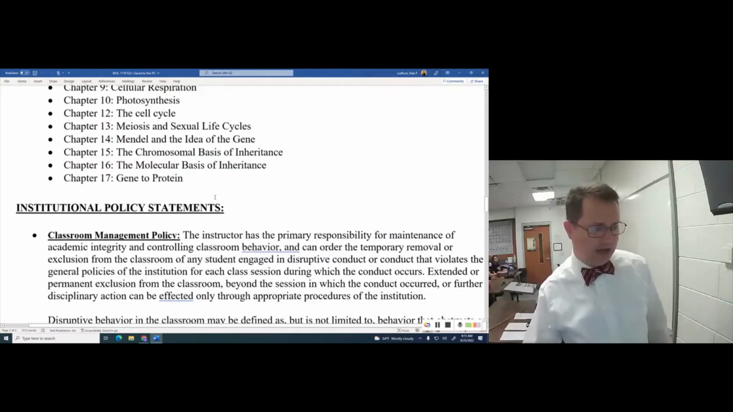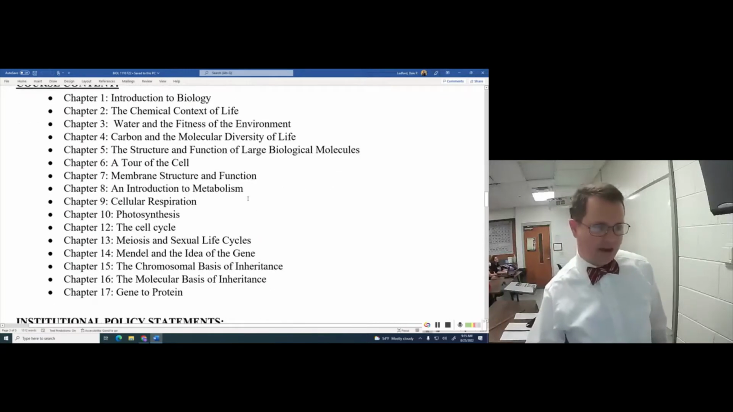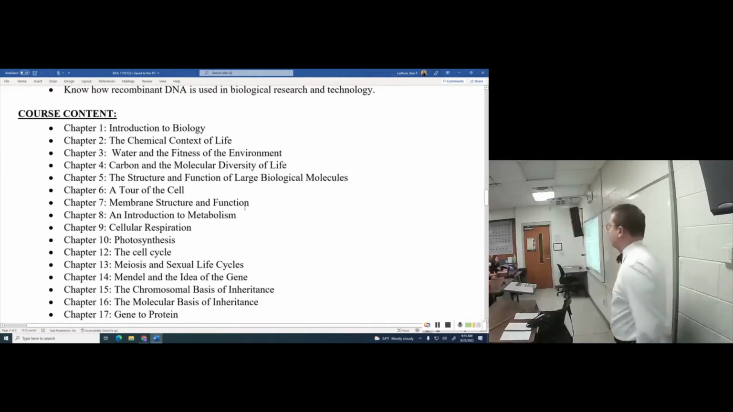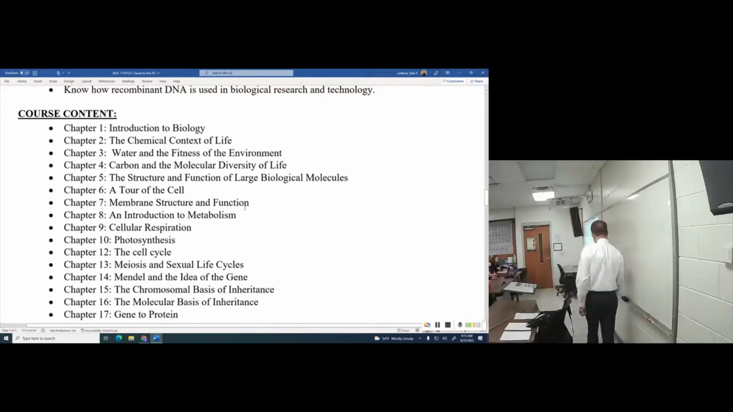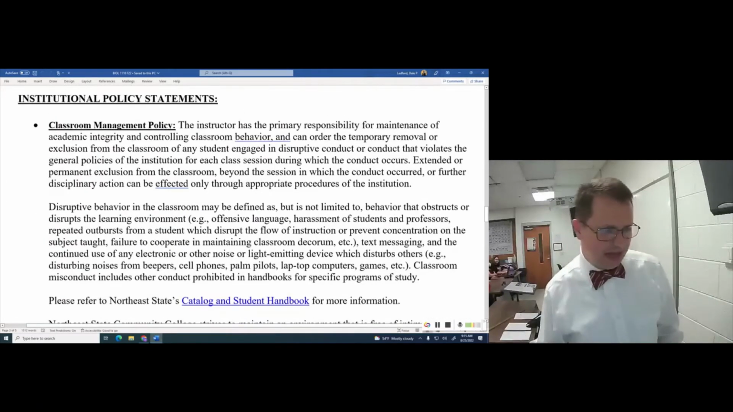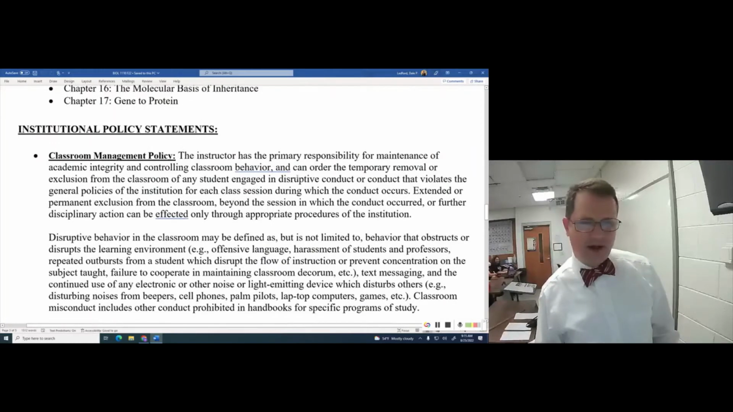I don't read everything else, but these are all the chapters we do. There's actually 16. You'll notice there's no chapter 11. I wish we did. If I could squeeze it in, I would. It's fun. It's cell signaling. But I don't have time. So I follow that. I don't read all this stuff right now.